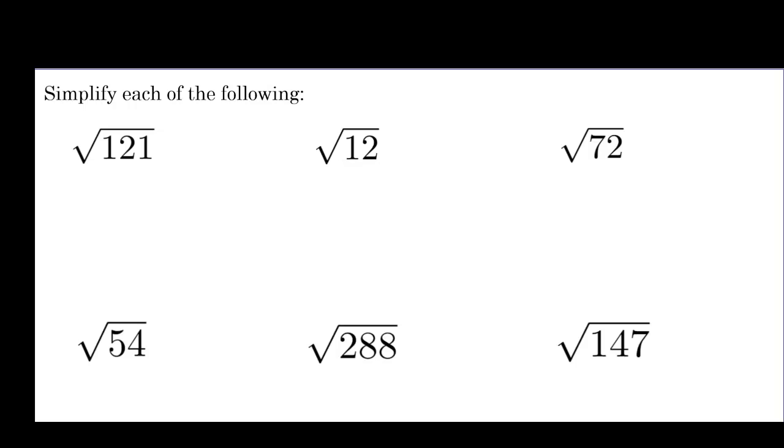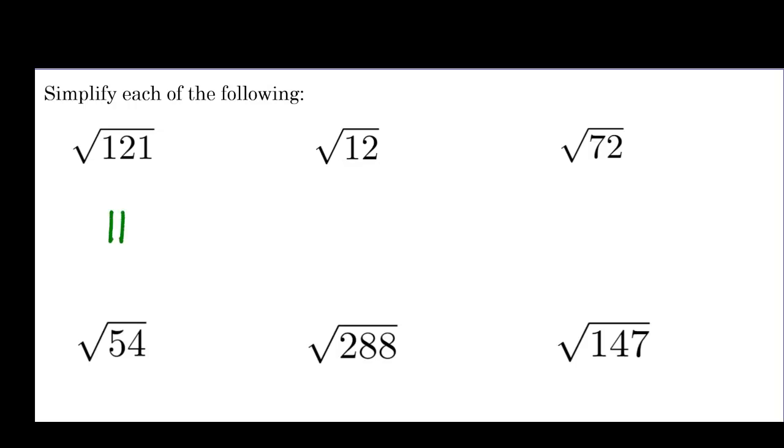Okay, so let's practice simplifying. We'll start with the square root of 121. 121 is a perfect square, so we don't need to factor it, we just need to evaluate. So the square root of 121 is really asking what squared is 121, and the answer would be 11.